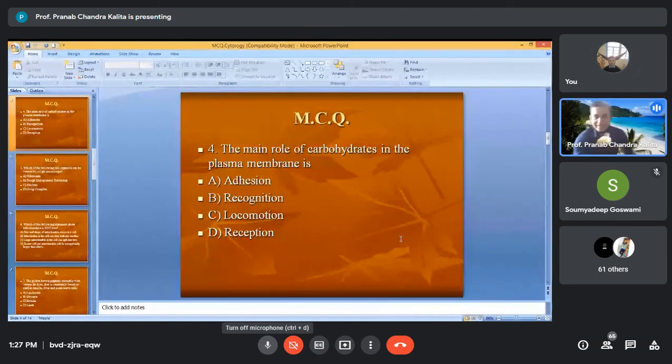On the external surface, yes. The main role of carbohydrates in the plasma membrane is recognition. The polysaccharide layer is known as the glycocalyx, you remember? You may find polysaccharide attachments on the surfaces of the cell plasma membrane that help in the cell recognition phenomenon.